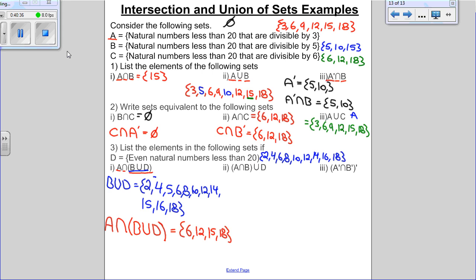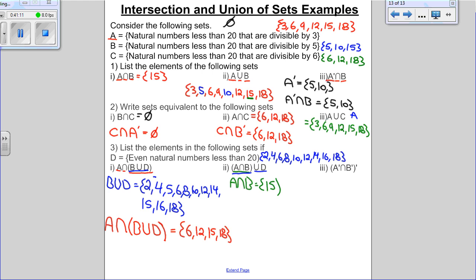So A and B, 15. Now it's easier to ask yourself a big question, which is, what's in A and B or in D? So it's going to be all those things in D plus add the number 15.